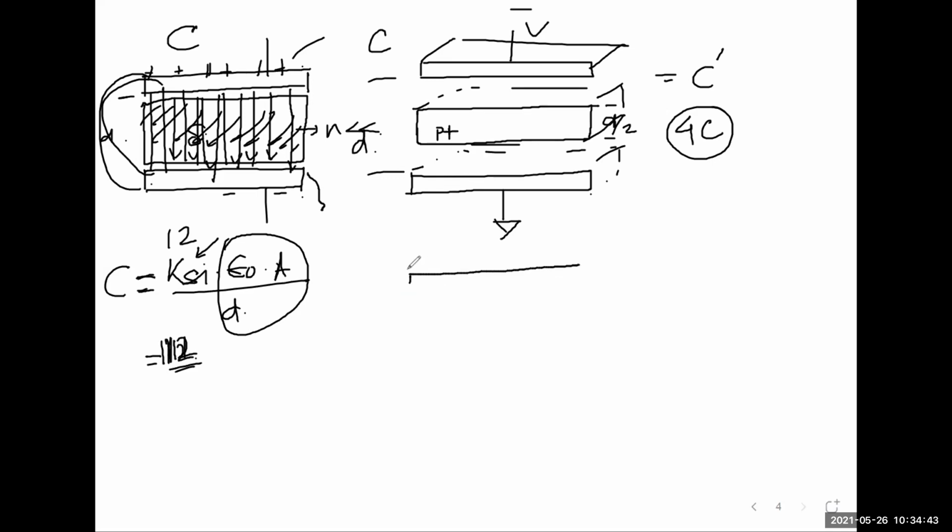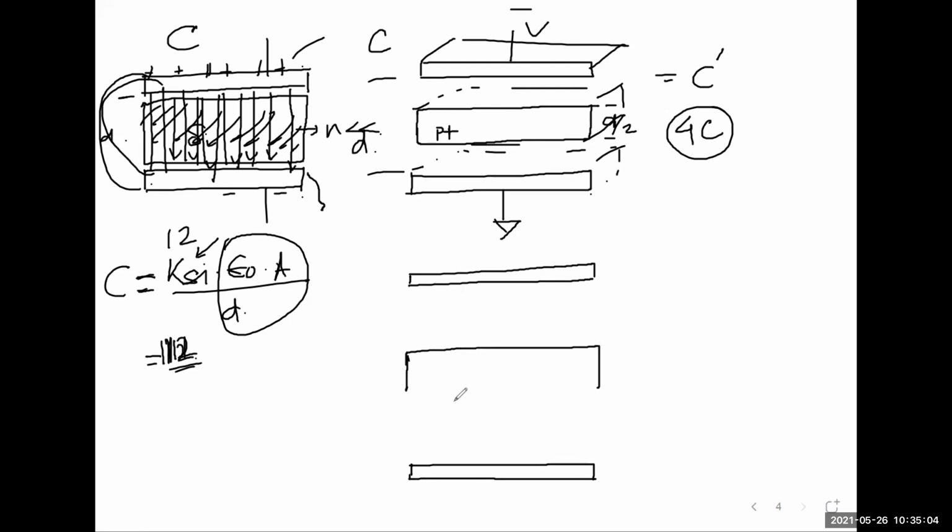Sir, like we calculate capacitance for a MOS, since P plus is heavily doped, it will act as another terminal, and as its length is D by 2, the upper remaining length will be D by 4, and the lower length will be D by 4. So the equivalent capacitance will be 4C in series with 4C, so it will be 2C. Good. But then why is there no electric field inside?